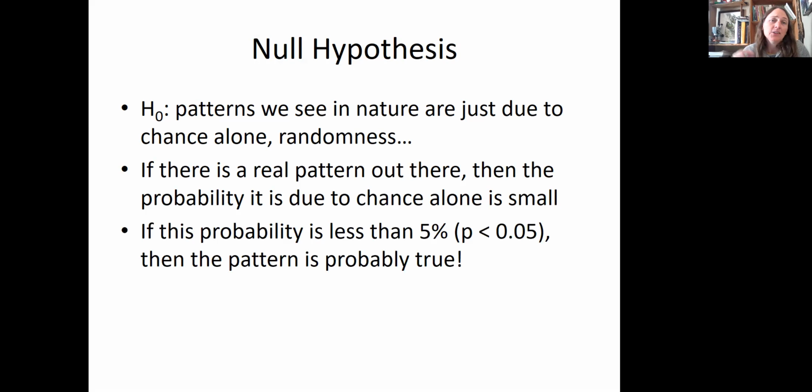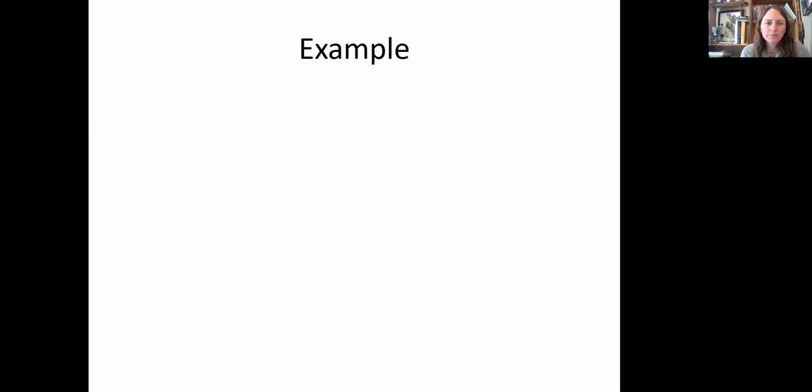In fact, as ecologists and a lot of other scientists too, we set the probability that it's due to just chance alone at 5%. We're willing to take a 5% chance that we're wrong. And that is where this P of less than 0.05 comes from. So if the probability that it's due to chance alone is less than 5%, then the pattern we're seeing is probably something real, something true. And that's called a p-value.